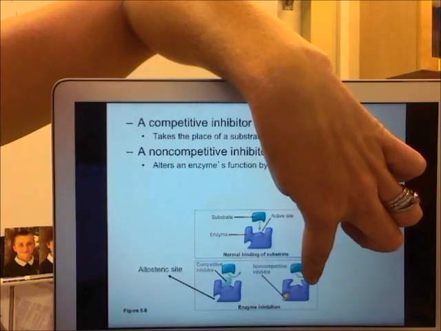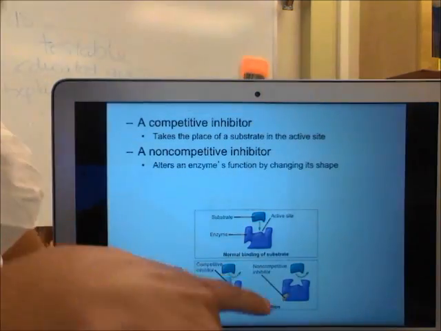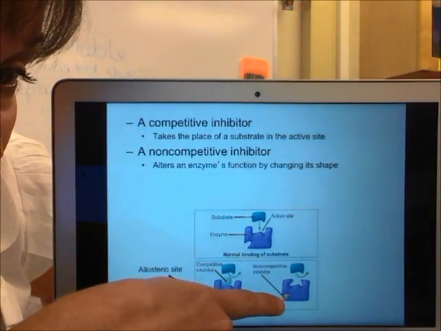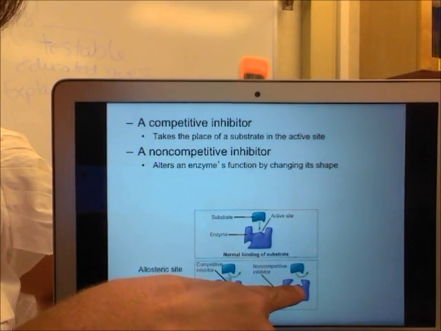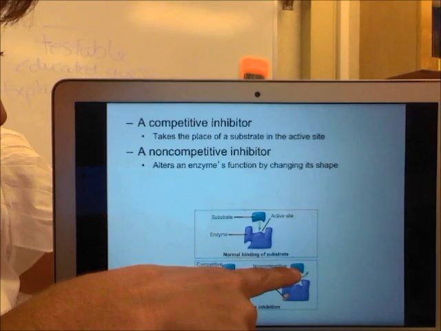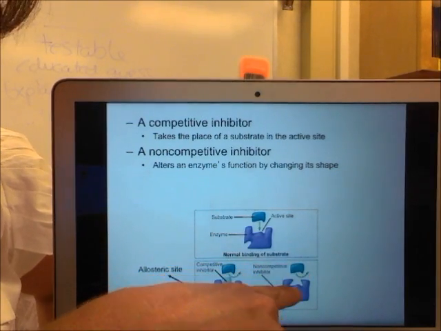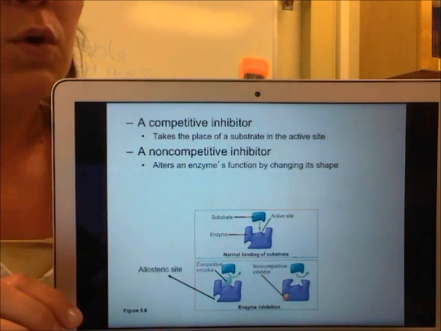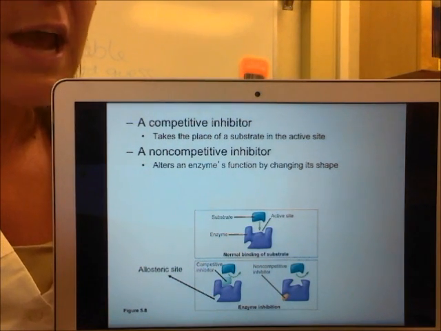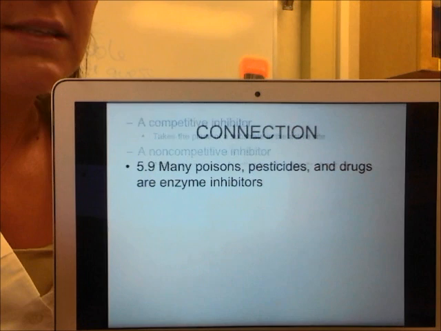Whereas non-competitive inhibitors bind to a different part of the enzyme called the allosteric site. When they bind, it changes the shape of the active site, which then prevents our substrate from binding. It no longer fits. We've changed the lock, so the key will no longer go in. Those are some types of inhibitors that can happen for enzymes.